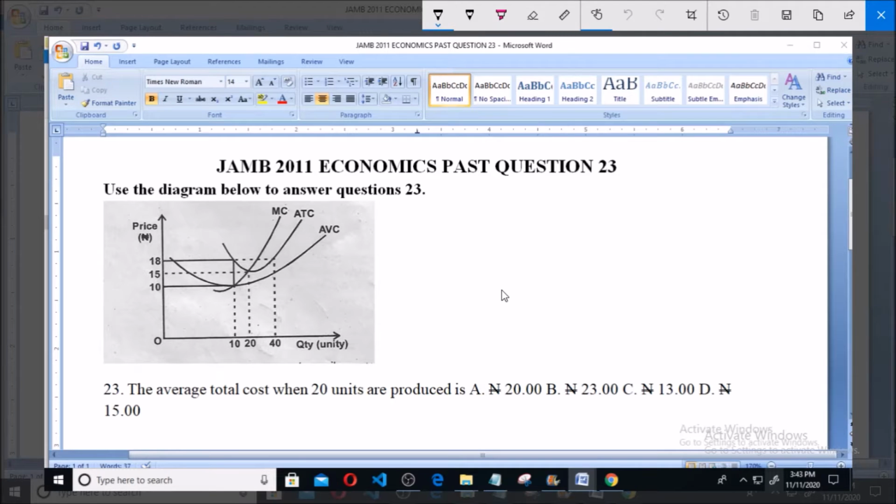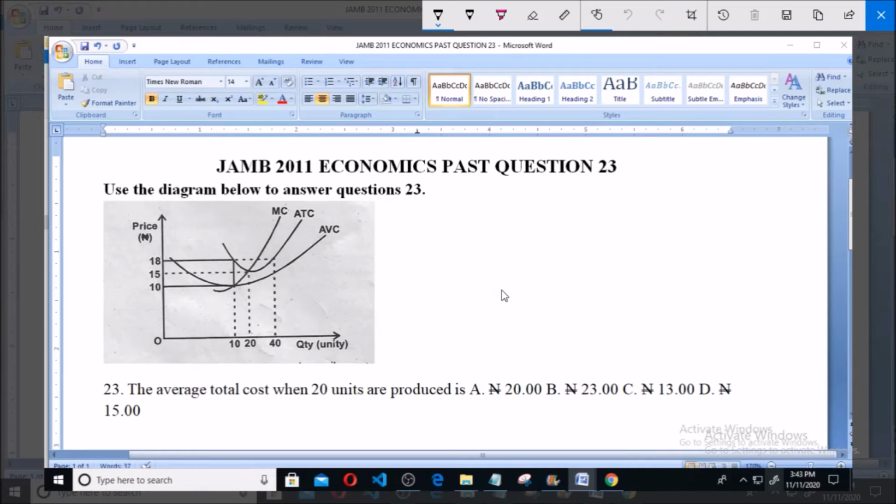This is past question number 23. Use the diagram below to answer question 23. The diagram has price, and our prices are 18, 15, and 10. In our diagram we have MC, which is marginal cost, ATC, which is average total cost, and AVC, which is average variable cost. On the quantity side, in units, we have 10, 20, and 40 units.